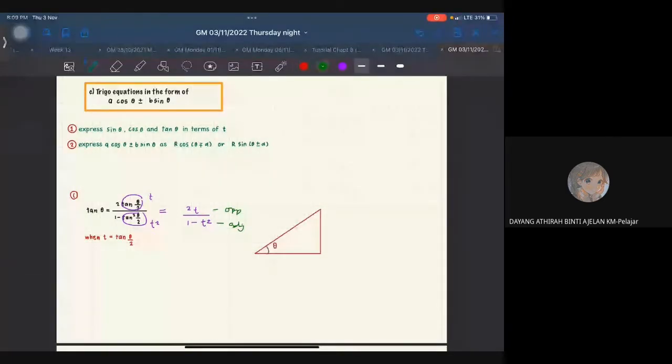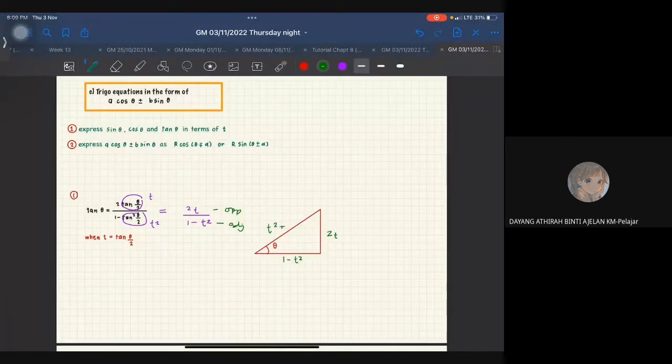Okay, so saya akan dapatlah dekat sini. We know that the opposite is 2t, and then the adjacent is 1 minus t. Okay, so you have already learned how to find the value of the hypotenuse. Dah tahu macam mana nak cari hypotenuse, so kita guna theorem Pythagoras. This one square plus this one square. Awak dapat yang ini square, and then kita square kan, find this. Okay, so you are supposed to get t square plus 1 for your hypotenuse.